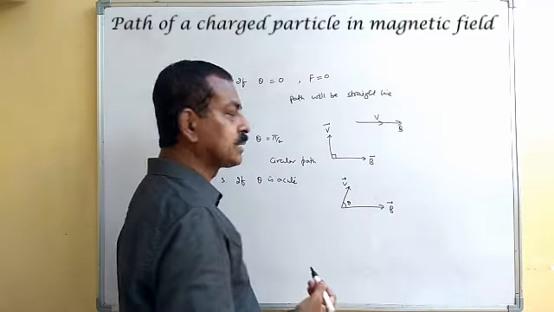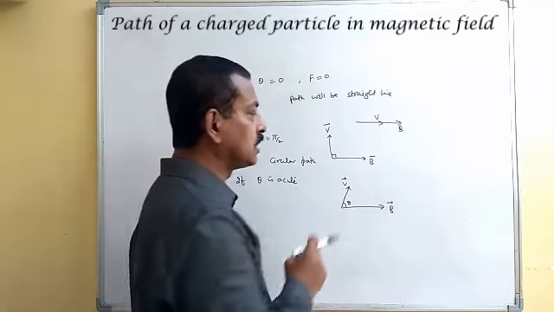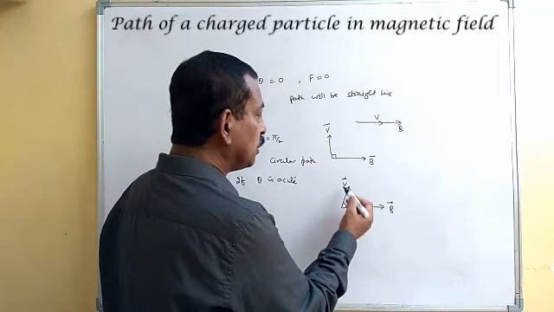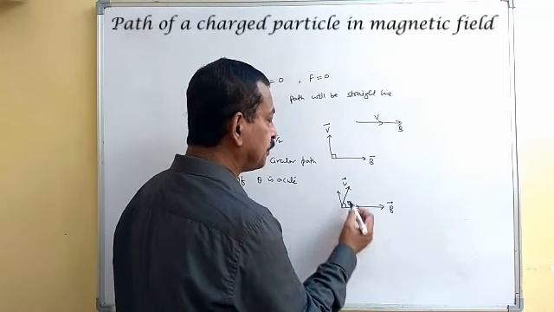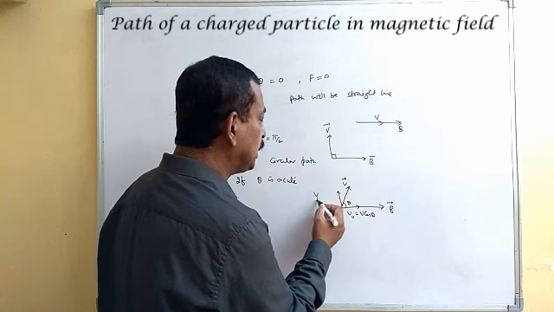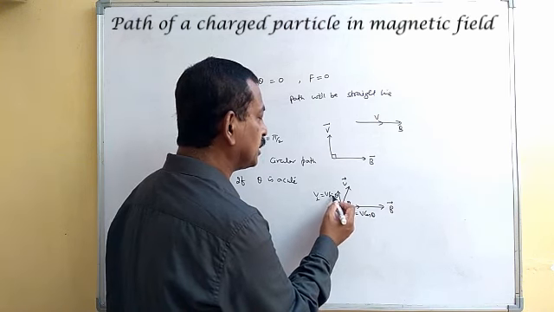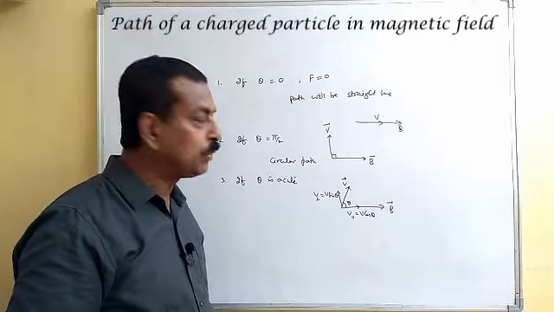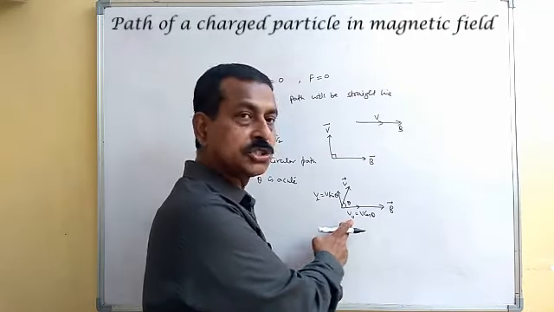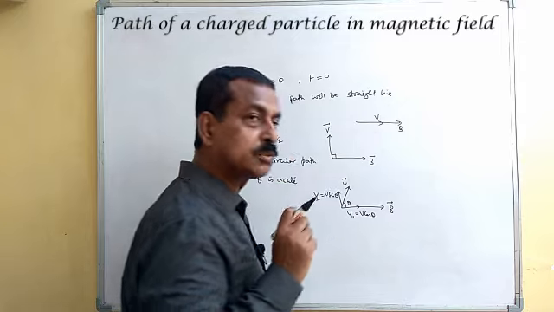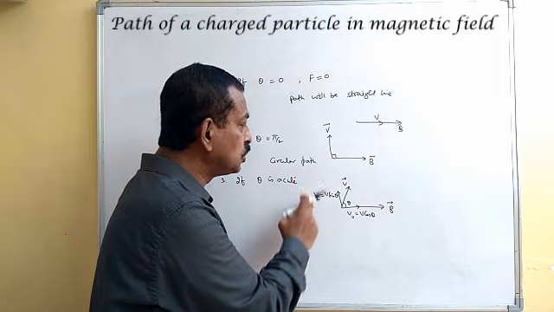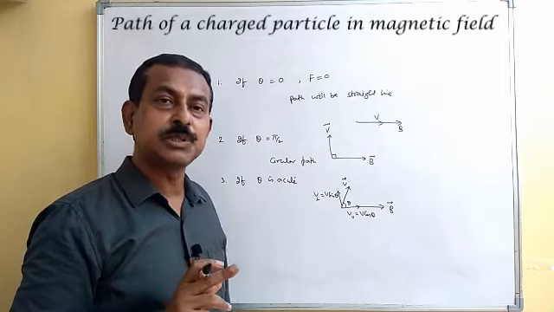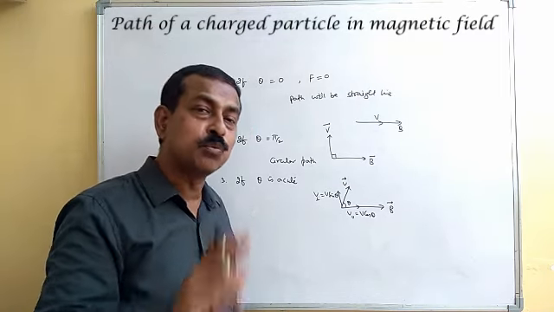Here in this case, the charged particle, as it is moving in this region, we can take the velocity and resolve it into two components. One is the parallel component, which is V cos theta, and the other is the perpendicular component, which is V sin theta. So now what will happen? Due to this V cos theta, there is no force experienced by the charged particle in the magnetic field. But due to this V sin theta, it will definitely experience force, and that force will make it move in a circular path.